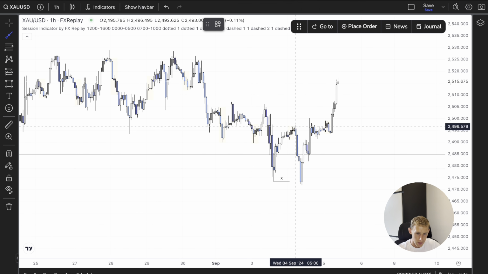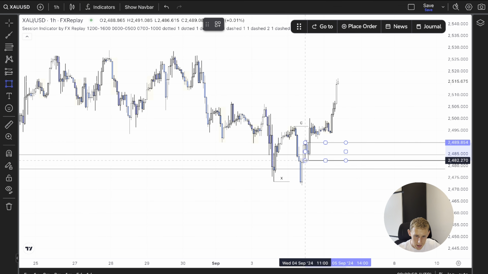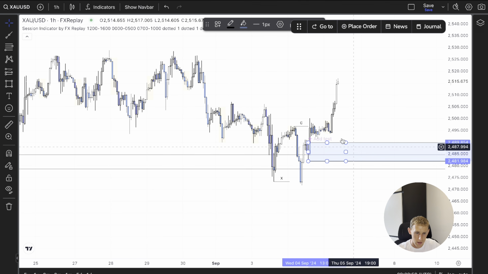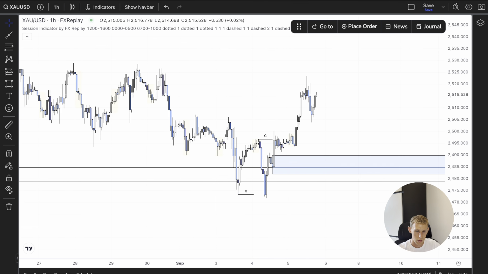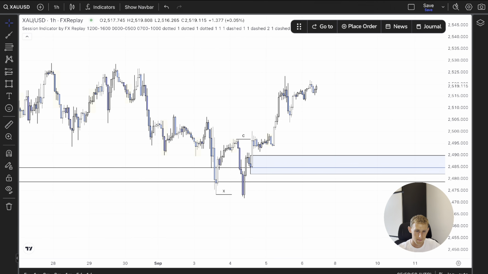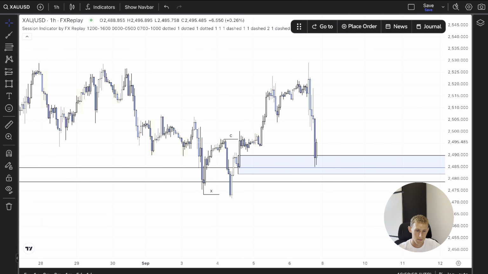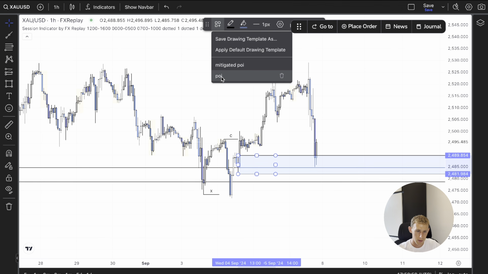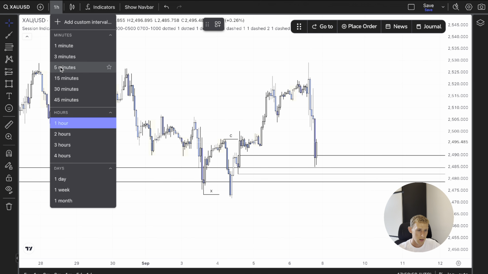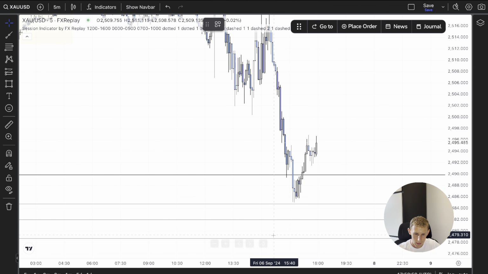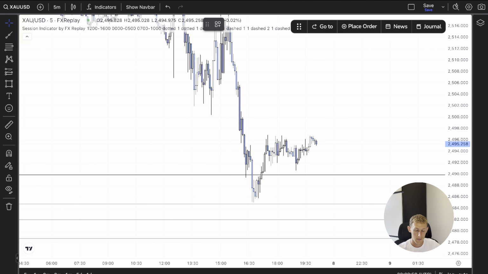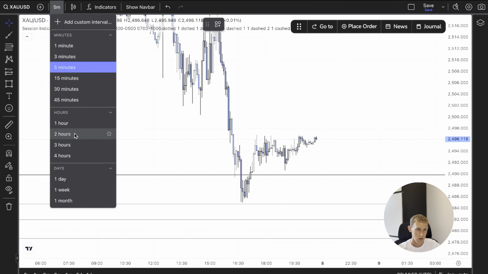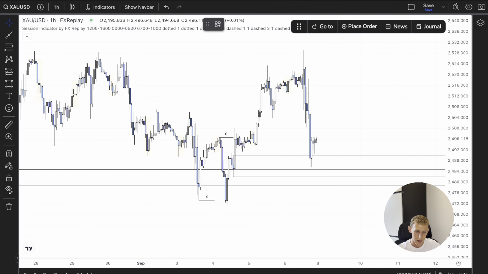You can see now it has broken this structure. Next point of interest for me would be this demand, seeing this first one as liquidity. There we go, so price has retraced into it. Let's see, can we get an entry here? There's no M5 structure currently, so let's just play this on a bit.